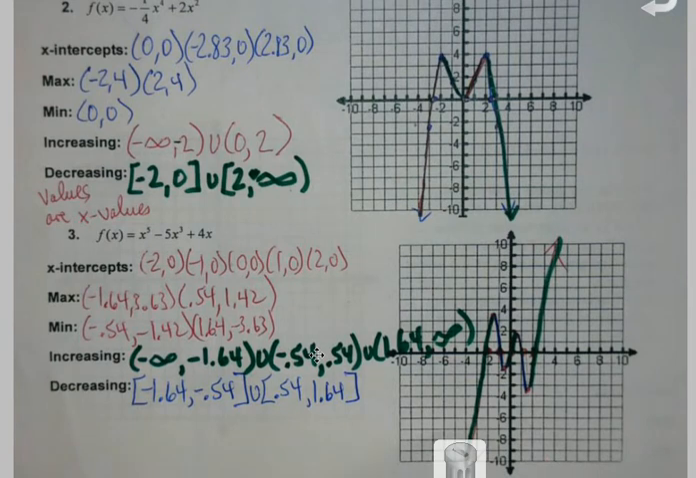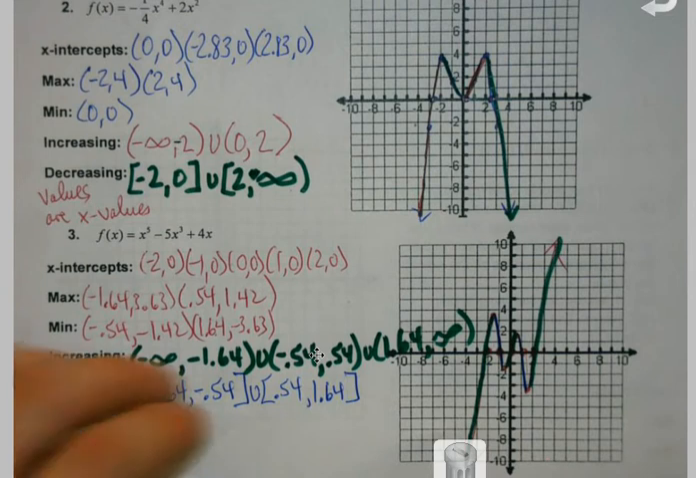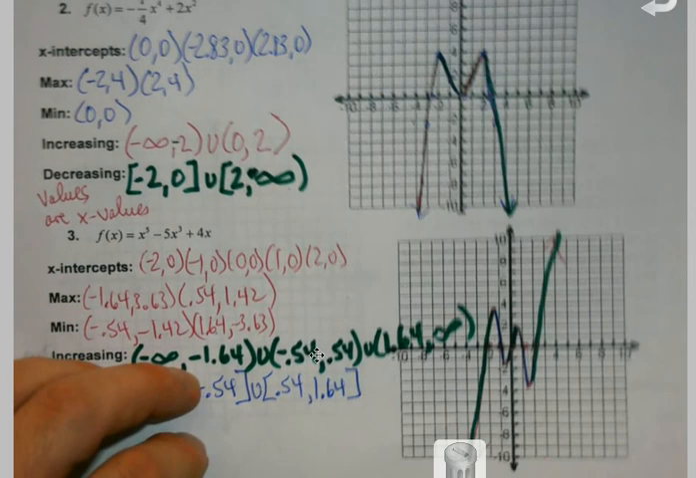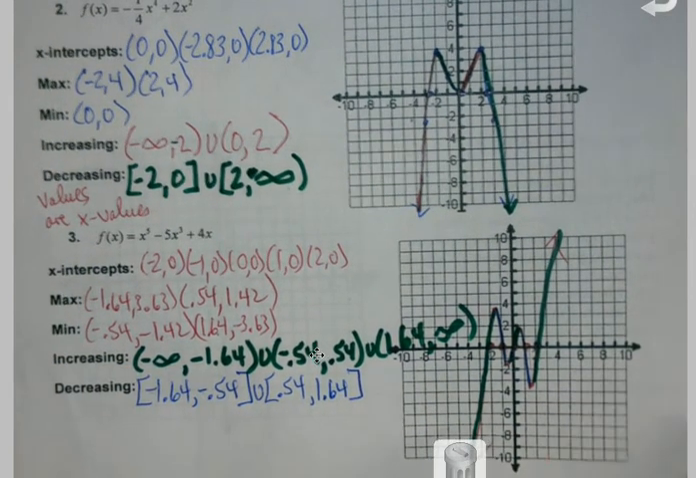Yes, sir. So I forget. For a y-intercept, that means they're crossing the y line, right? Correct. So there's only going to be one usually. Very true.